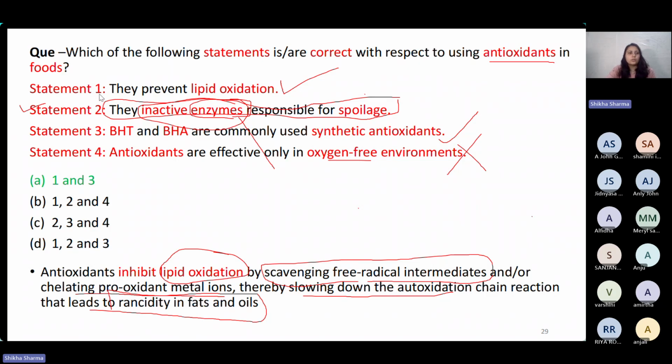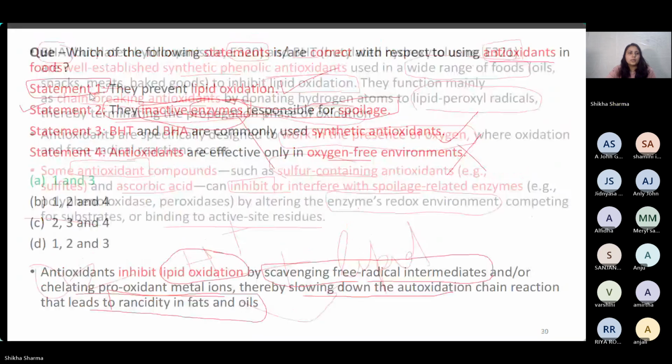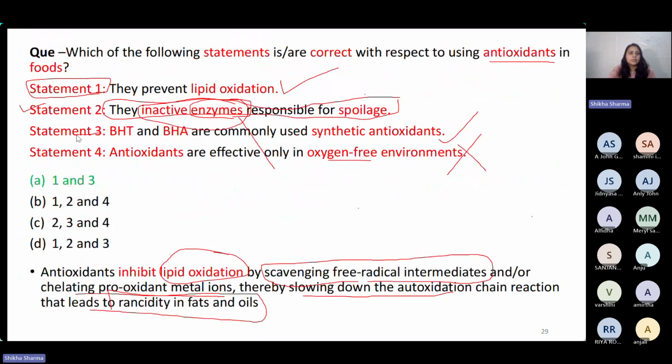Statement 1 is totally correct. Statement 3 is also correct. Statement 4 is completely incorrect.